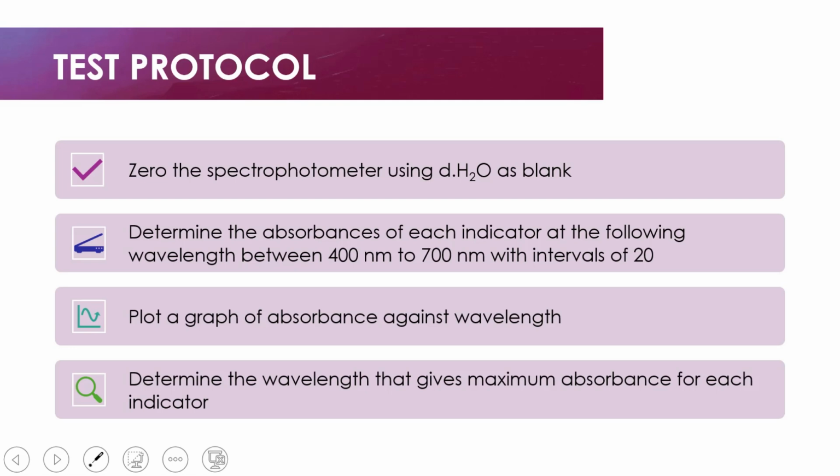So now let's look at our test protocol. The first is to zero the spectrophotometer using distilled water as blank. Two is to determine the absorbance of each indicator at the following wavelengths between 400 nanometer to 700 nanometer with intervals of 20. Three is to plot a graph of the absorbance values obtained against the respective wavelength. And four is to determine the wavelength that gives the maximum absorbance for each of the indicators.